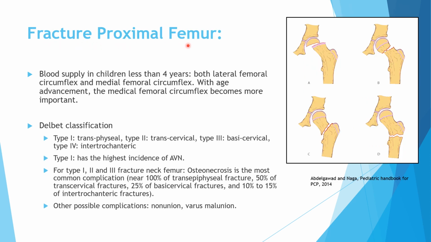Proximal pediatric femur fractures are not common. However, it's an important topic because it may affect the blood supply. There will be separate lectures for the anatomy, but for a quick review here, the blood supply in children till the age of 4 years comes from both lateral and medial femoral circumflex. After 4 years, the medial femoral circumflex becomes more important.